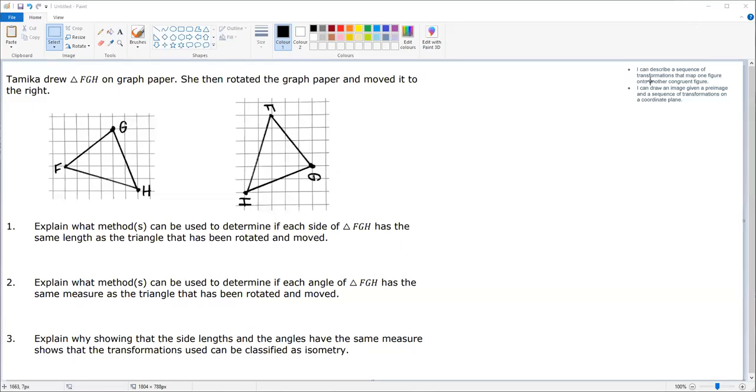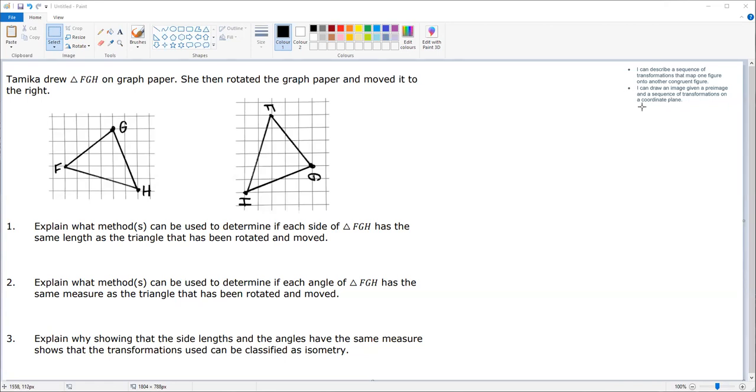All right, so we're going to dive right into section 6.4. The goals of section 6.4 are to describe the sequence of transformations that map one figure onto another congruent figure. We've been doing that almost this entire time, not really mapping one onto the other, but we've been dealing with transformations involving congruent figures, because every transformation we've done so far has been a rigid transformation, and they all result in isometric transformations. They all maintain or preserve distance, and therefore are all congruent, resulting in congruent figures. So we're just going to focus on congruency in this lesson.